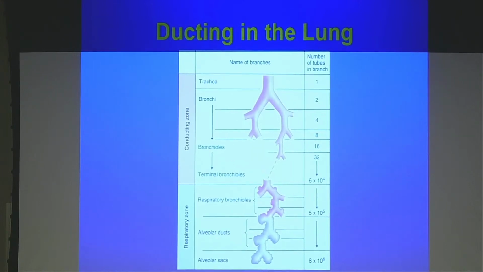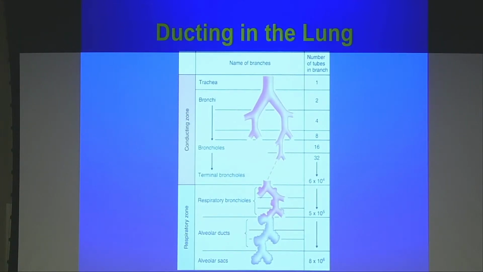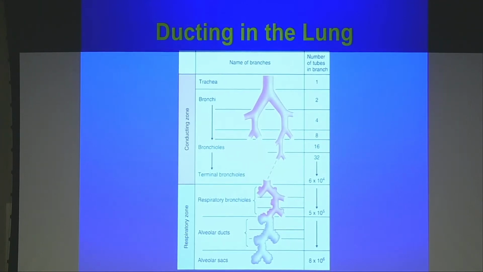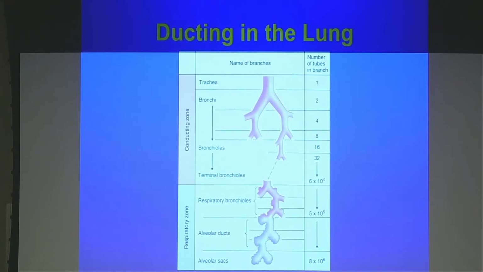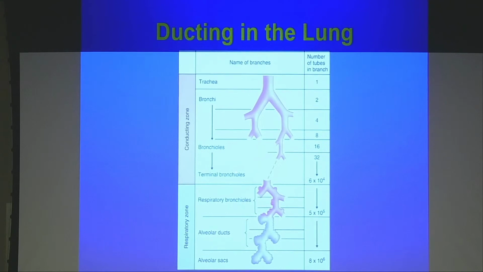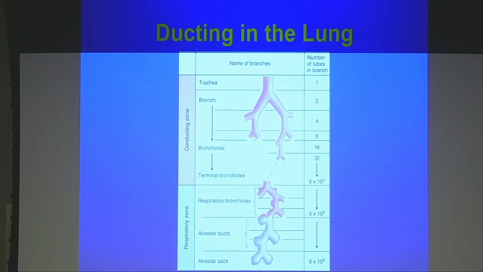Now, this is a figure with a bunch of numbers on it. Don't worry about the numbers. But I like the figure because it's showing how we branch from a single tube, the trachea, and within a short period of time, we end up with literally millions of these alveoli. And it shows here that we start out with the trachea, then we branch into the true bronchi, and then we have the bronchioles, the major bronchioles, and these branch and branch. By the time we get to the terminal bronchioles, we have 60,000 of these things. And then these further branch until finally we get down to the air sacs, and we have like 8 million of them.